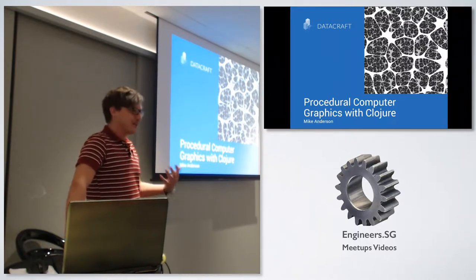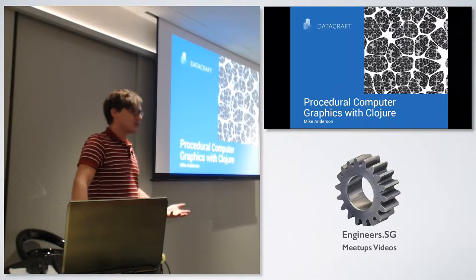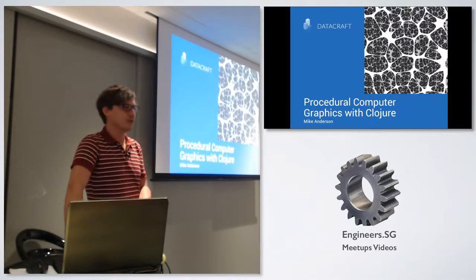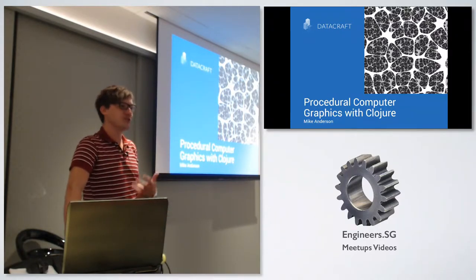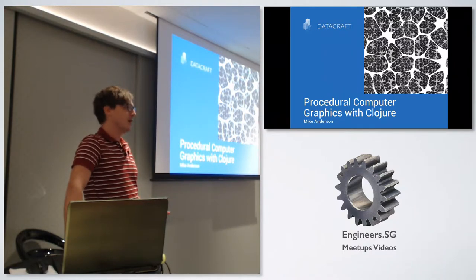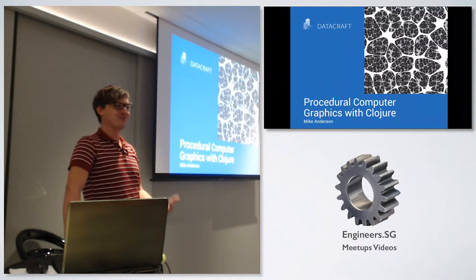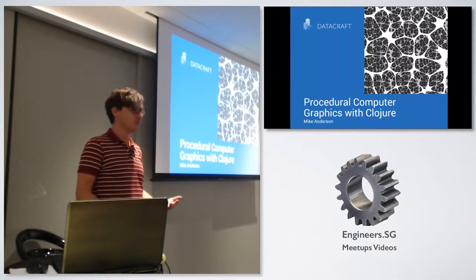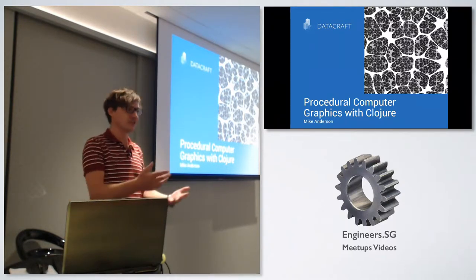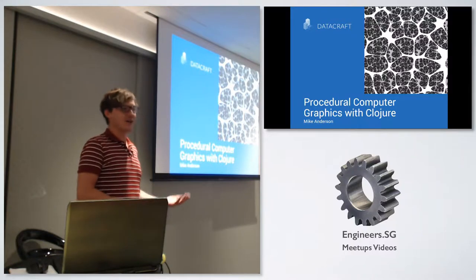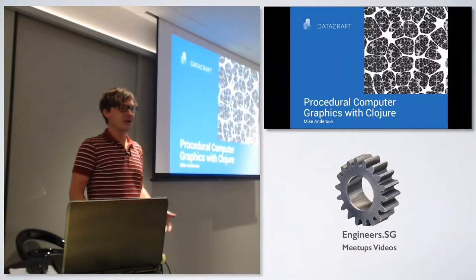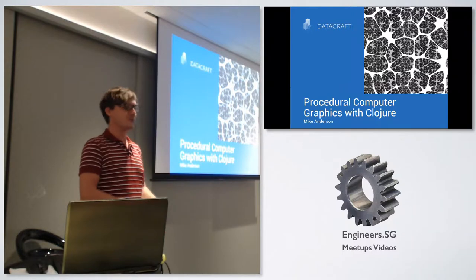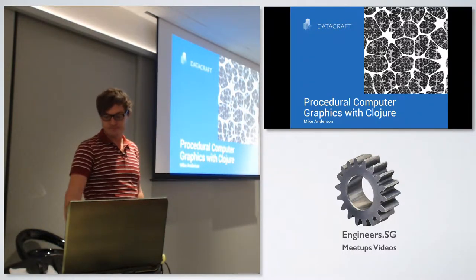So obviously nowadays we can do a lot more interesting things with computer graphics. I'm going to talk about a particular topic, which I think is very interesting, which is procedural graphics generation. And Clojure turns out to be a fantastic language for doing that. So I'm going to walk through a bit about procedural content generation, some of the ideas in it, then talk about how you do it in Clojure. I've got an open source library, and I'll explain a bit about what that can do, and then hopefully do a bit of live coding at the end.